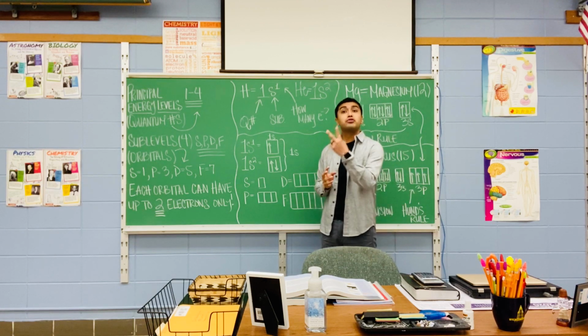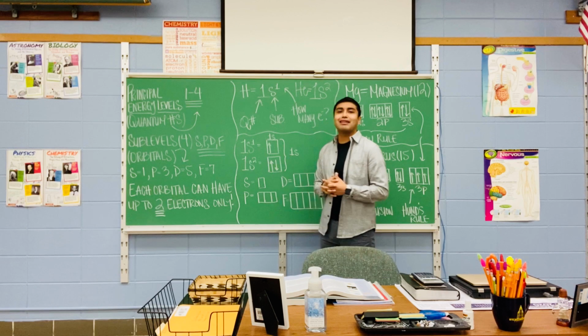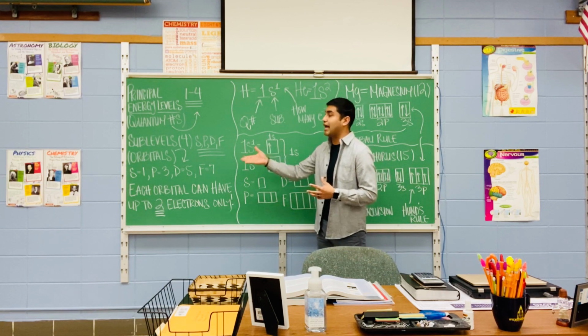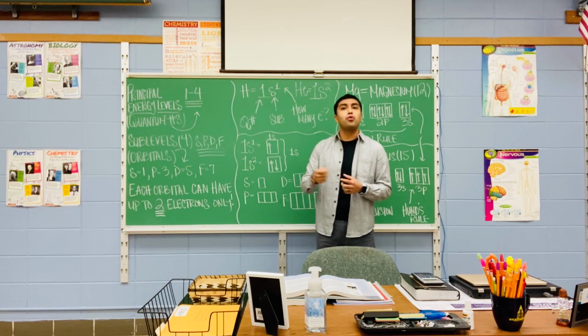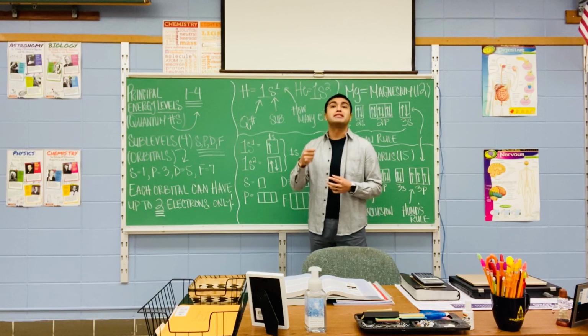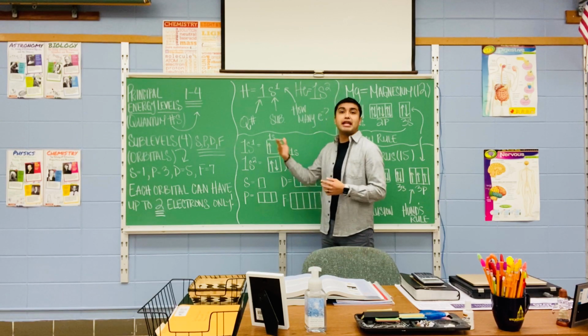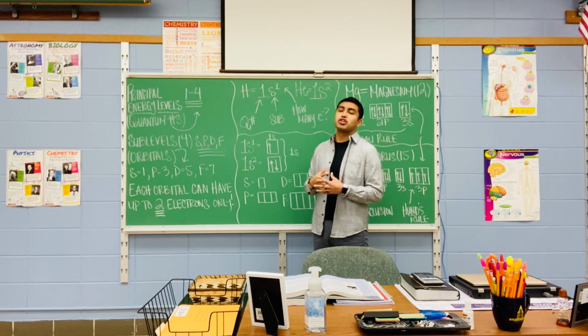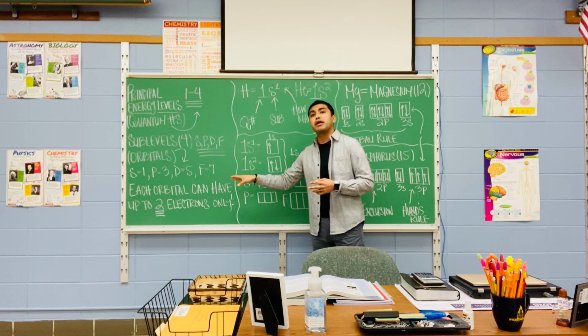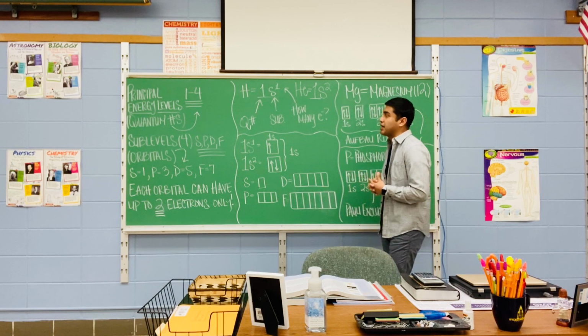A maximum of 2 electrons, which means you're basically going to multiply it by 2. So the S orbitals can carry up to 2 electrons, P up to 6, D up to 10, and then F up to 14, obviously. You're just going to multiply it by 2. That's important because of what we're going to learn about here in a second.